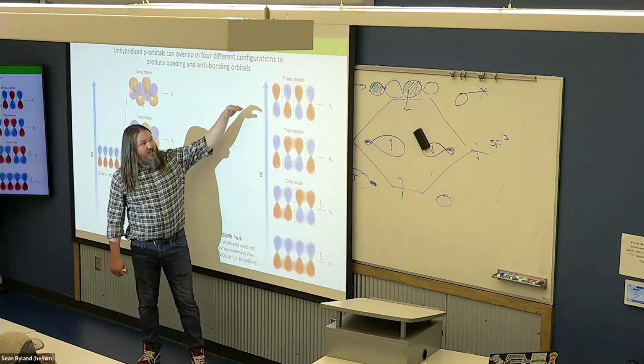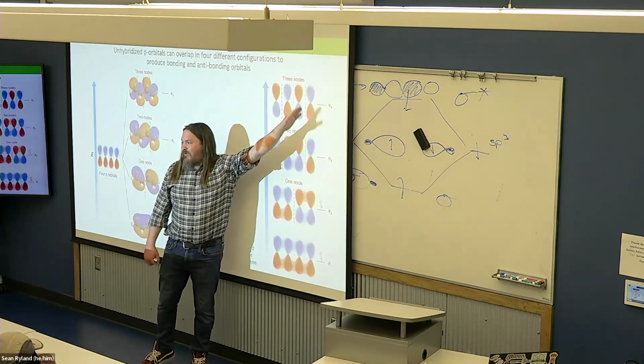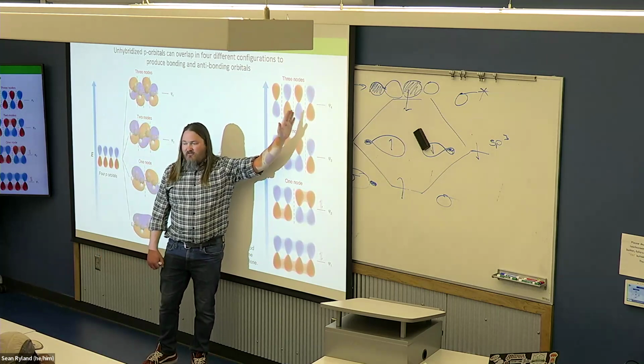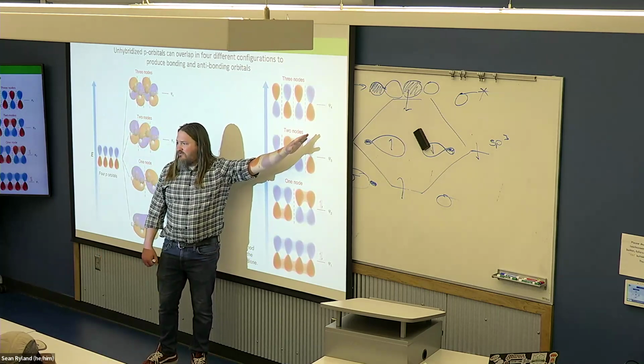And then the highest energy case is if it alternated every single time back and forth. Then you have no pi bonds. And you have only anti-bonds.